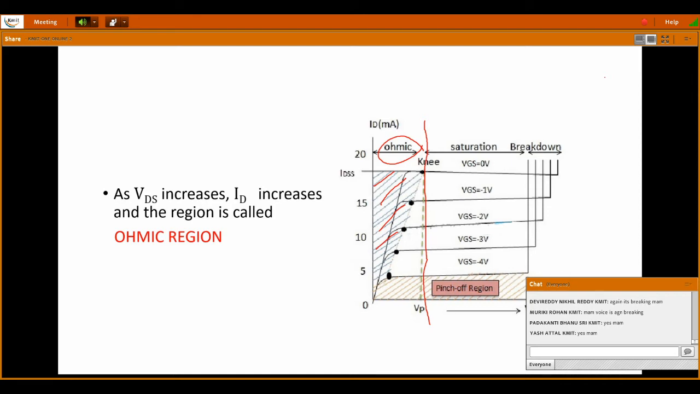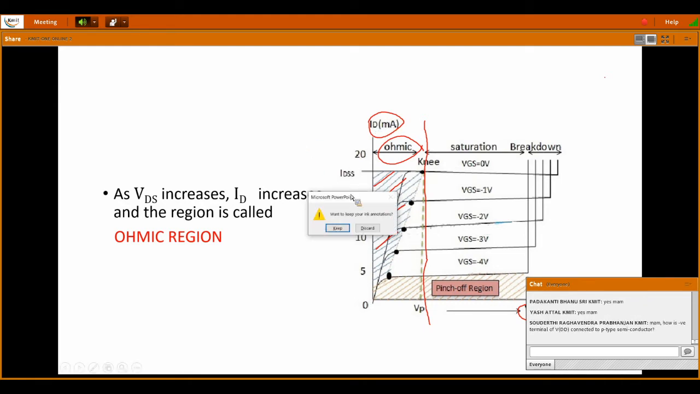This is the graph drawn between VDS and ID. ID is represented in the order of milliamps. So first we have represented the ohmic region in our drain characteristics. Has everyone understood till the ohmic region? Then I'll move to the second case.